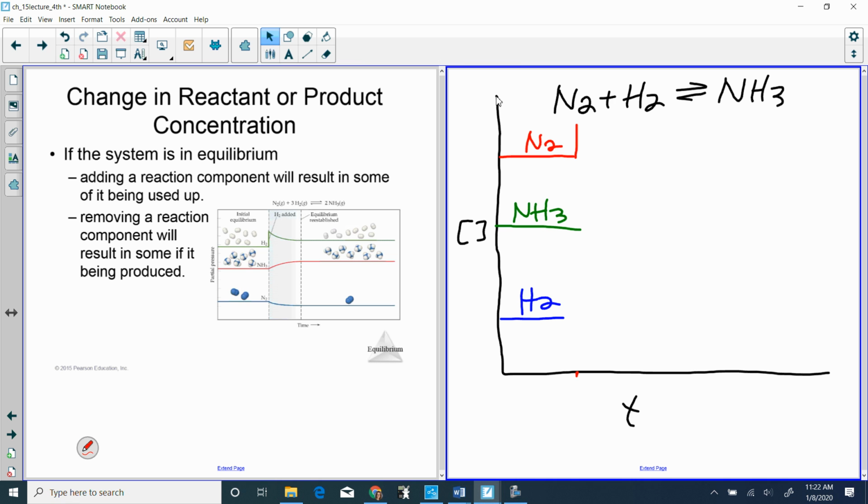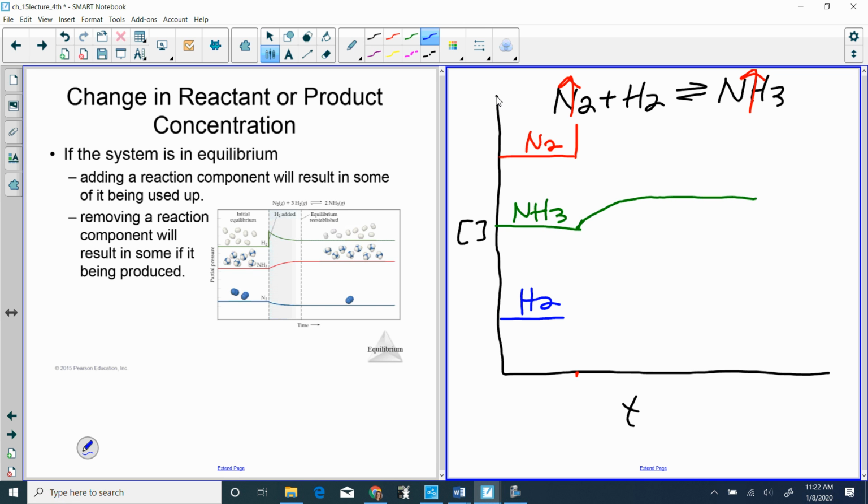If I increase my nitrogen, it's going to shift right, and my ammonia is going to be made. It's not going to spike up. It's going to be made slowly and gradually over time. They have to collide in the right orientation, and with enough energy to overcome activation energy, right? That takes time.